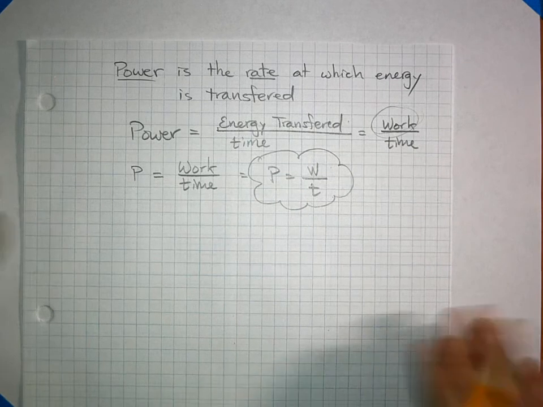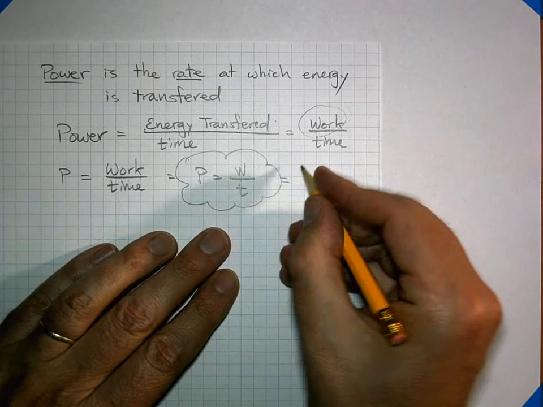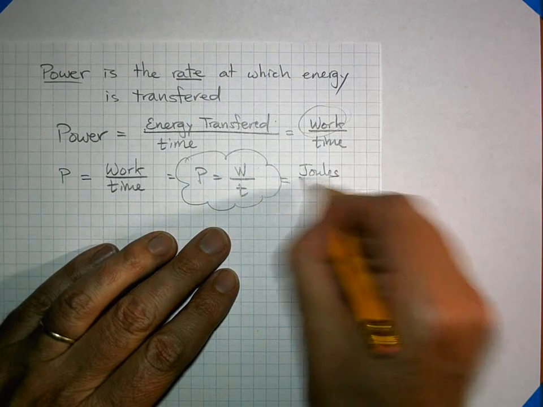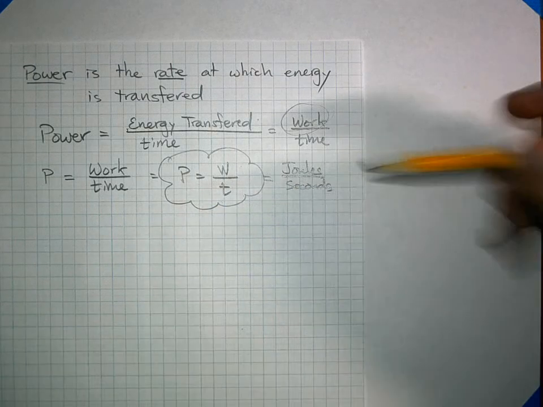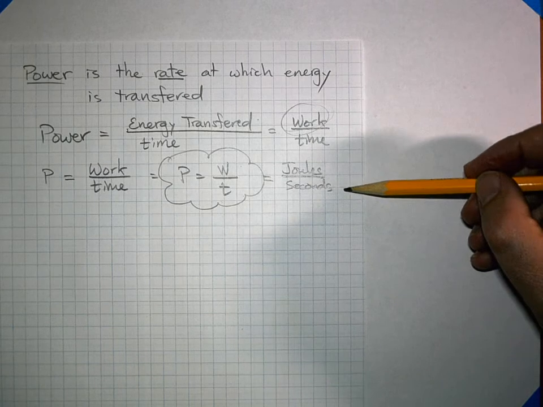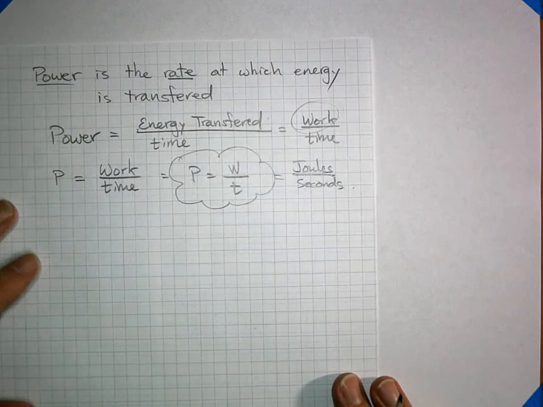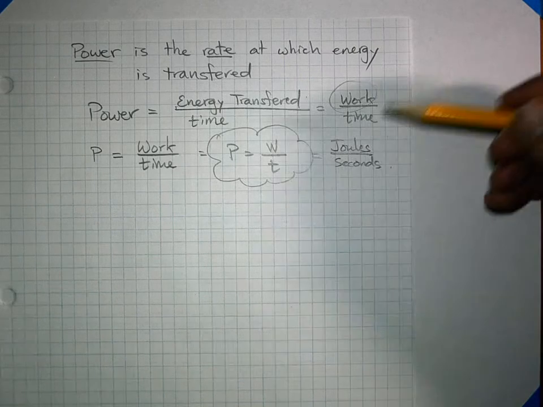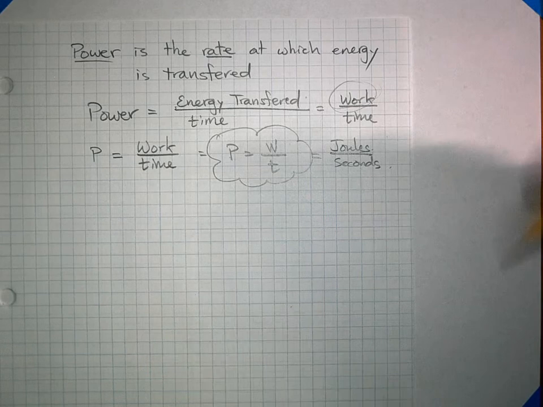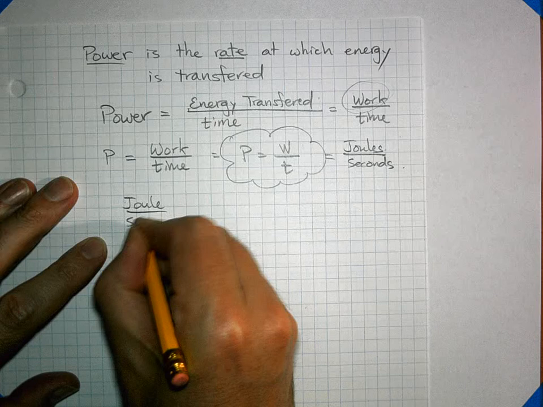Now let's talk about units. Work has units of joules, and time has units of seconds in the metric system. This is the standard kind of units we're going to use. Joules per second is used a lot, and what do you think we should call it? Anybody? What do you think we should call a joule per second? That's exactly right. We're going to call them watts. So a joule per second. Yeah, I've been waiting all year to tell that joke.